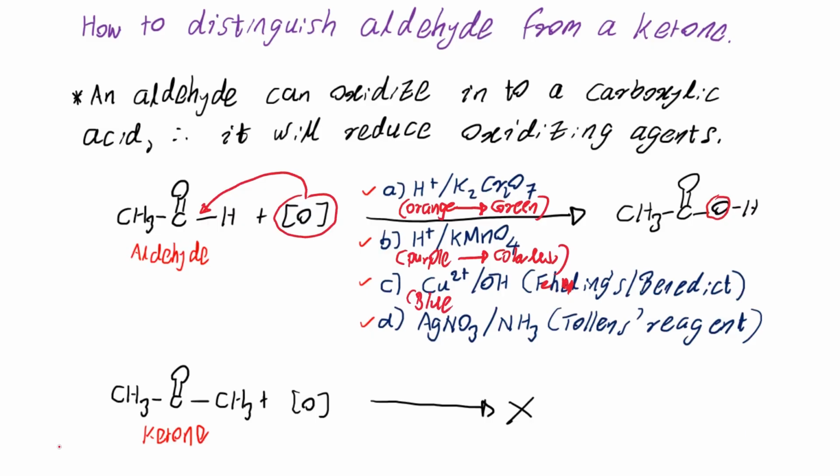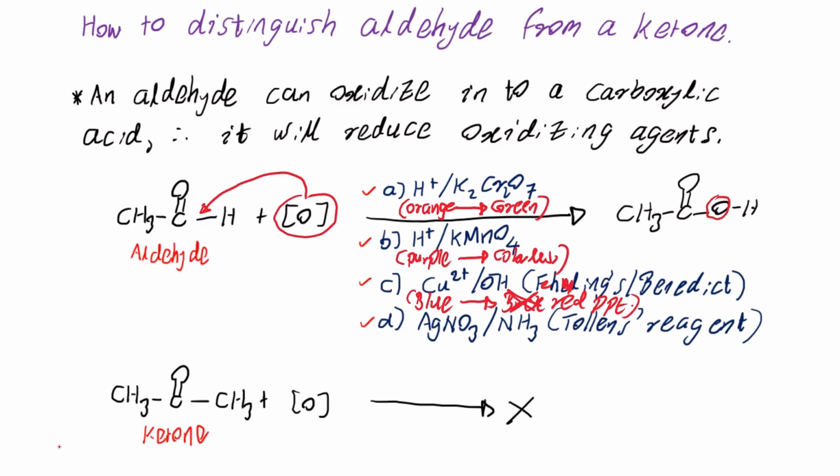So what will happen to this blue solution? When the aldehyde gets oxidized, this blue copper 2+ gets reduced to copper +1 oxide. Copper +1 oxide precipitates as a solid. So what you see is a brick red precipitate. Or you can simply say it's a red precipitate. You will see a red precipitate there. We don't need to say brick red; we can just put red precipitate.